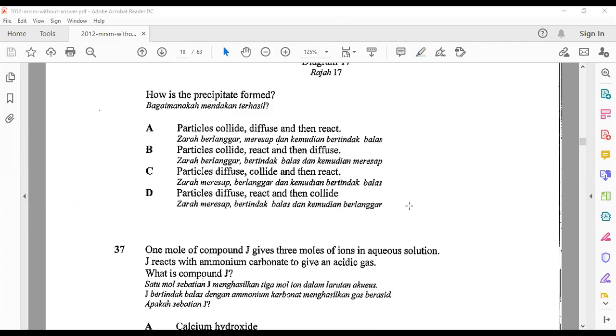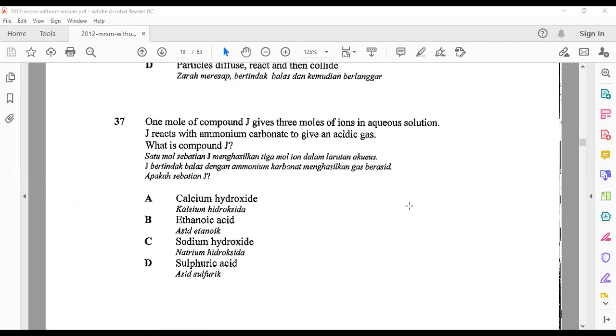Okay, now we move to question 37. 1 mole of compound J gives 3 moles of ions in aqueous solution. Now what does it mean? Meaning 1 mole of J is giving 3 moles of ions. Let's say I talk about this. Now from an atom it can become an ion. I'm very sure that this is actually a metal.